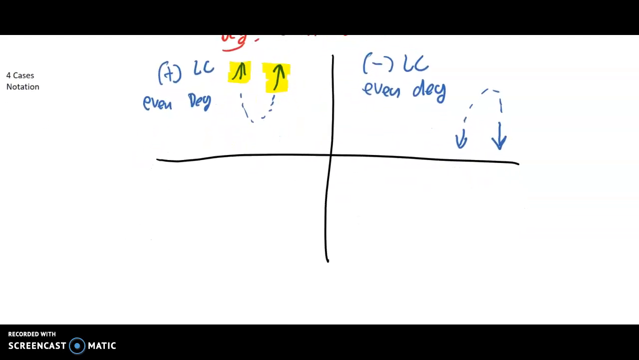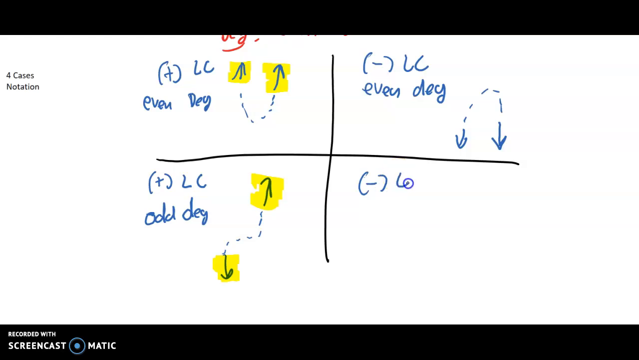Okay, we can have a positive lead and an odd degree. That's going to start low and work its way up. Again, the middle can change. All we know are the two endpoints. What if I had a negative lead and an odd degree? It's going to flip the other way around. It's going to go from up to down. So all we know are the endpoints. The middle can change.